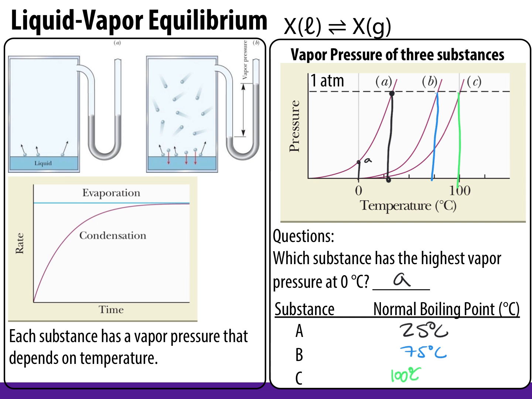Note that the thing that has the higher vapor pressure, that's pretty typical: the higher my vapor pressure is at a certain temperature, the lower my overall boiling point is going to be. So C, we might say, is the least volatile. It takes the longest, I have to heat it the most to reach the boiling point, and its vapor pressure at 0 would be the lowest as well.